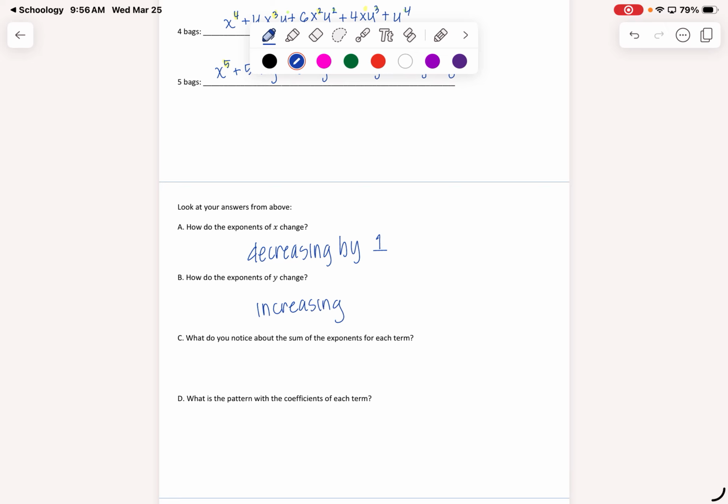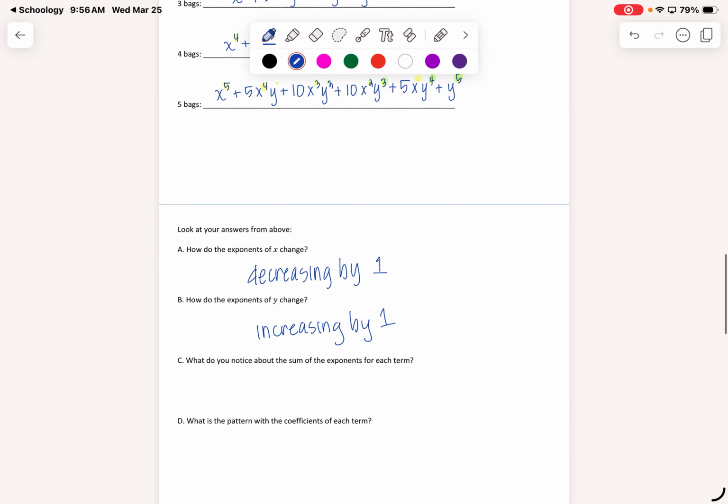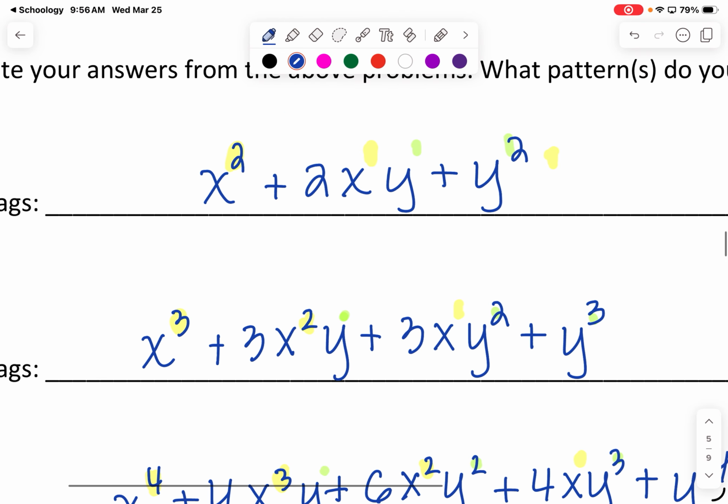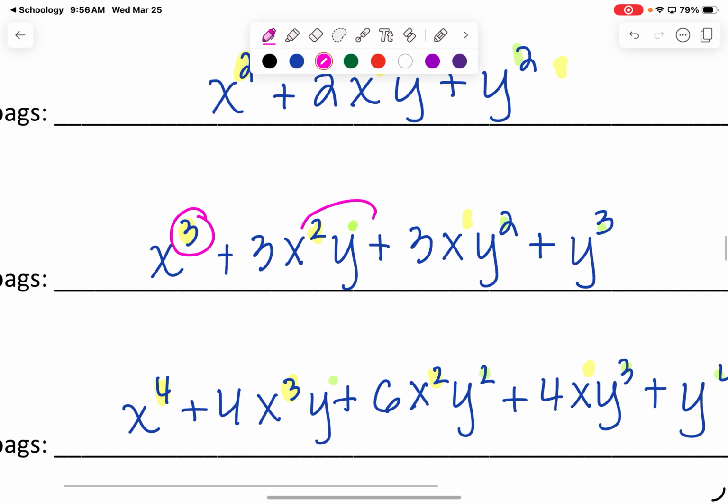So on the second term, they were increasing by 1, the exponent that is. What do you notice about the sum of the exponents of each term? So the sum of the exponents, this was 2 and 0, which is 2. This is 1 and 1, which is 2. And this is 2 and 0, which is 2. This is 3, 2 and 1, which is 3, 1 and 2, which is 3, and 3.